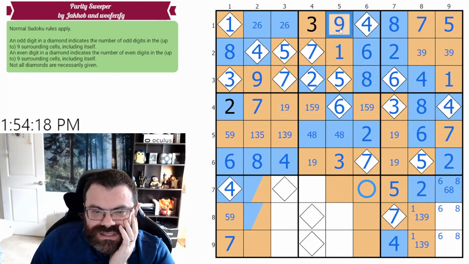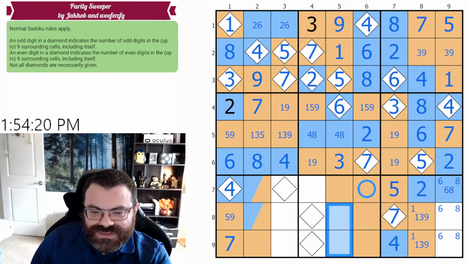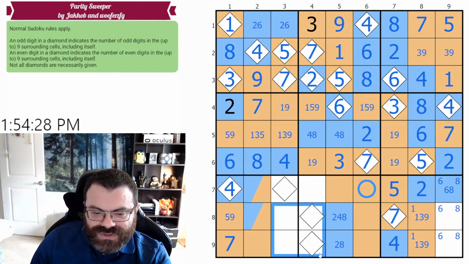Column 5 has all its odds. It needs 2 more evens, which are 2, 4, and 8. That's not a 4. Okay, this one maybe. If it was even, it couldn't be a 4. It would have to be a 6.